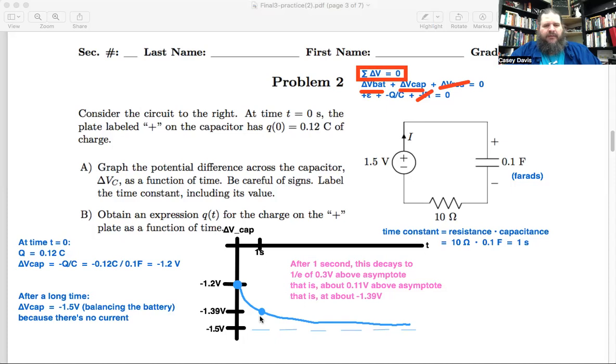Also, can we figure out how much charge there is going to be after a long time? Because we're going to need that for part B as well. We know the final voltage after a long time is 1.5 volts. How would we convert that to a charge?